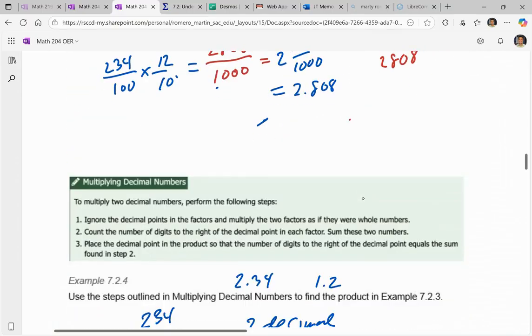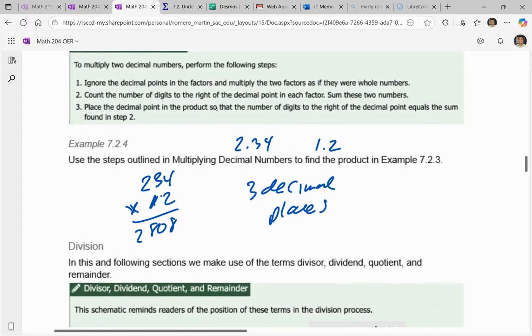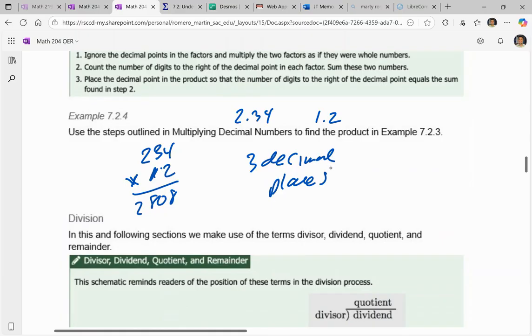So you would end up with that. So again, looking at the algorithm here, ignore the decimals in the factors and multiply the 2 factors as if they were whole numbers. That's what you do. That's it. And then count the number of digits. I'll allow you to read that. But you can then see how this works. 234 times 12 is 2808. You move 3 decimal places because there's 3. But remember, that comes because it was the thousandths there.